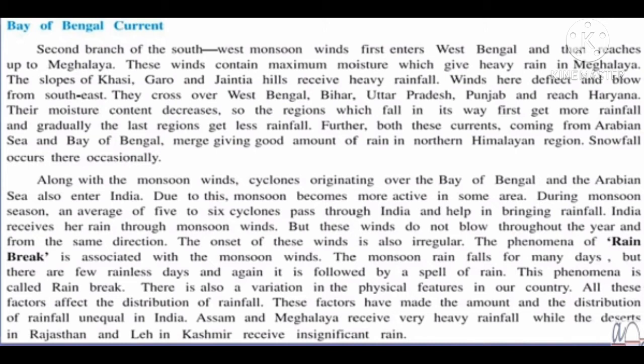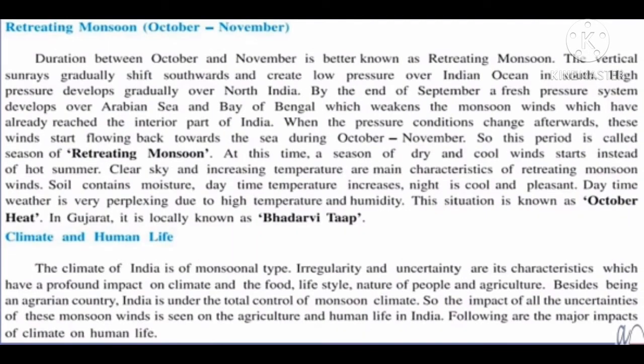Now retreating monsoon, it means October-November. The duration between October and November is better known as retreating monsoon. The vertical sun rays gradually shift southwards and create low pressure over Indian Ocean in south. High pressure develops gradually over North India. By the end of September, a fresh pressure system develops over Arabian Sea and Bay of Bengal, which weakens the monsoon winds, which have already reached the interior part of India.